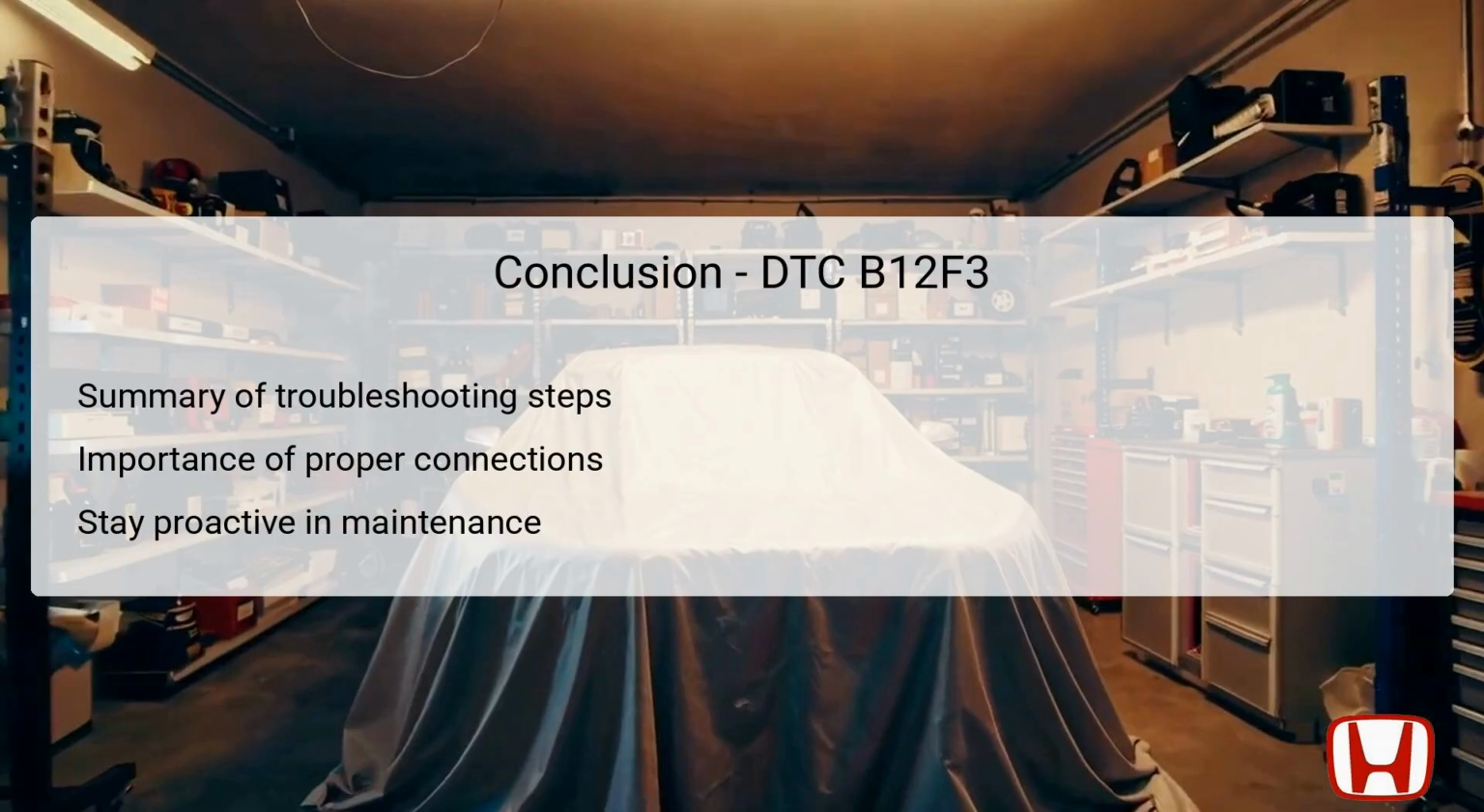In summary, DTC B12F3 is indicative of lost communication between the power control unit and transmission control unit. The structured troubleshooting guide outlined various systematic steps, each designed to identify potential issues, ranging from faulty wiring to module replacements. Establishing reliable electrical connections between these units is paramount, as it ensures the vehicle operates smoothly without unexpected transmission issues. The insights gained throughout this troubleshooting process underscore the importance of preventive maintenance.